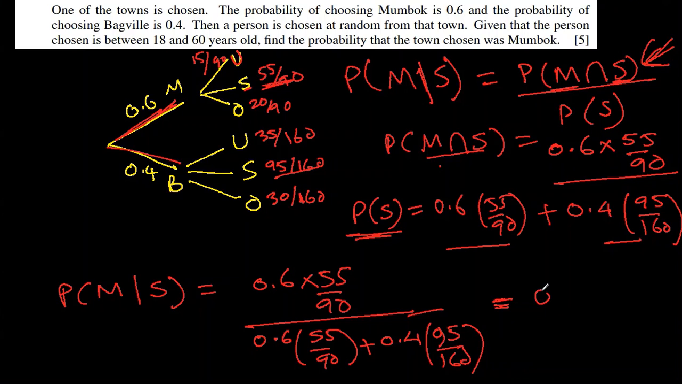This answer I got from my calculator is 0.60689, and we usually give the answer in 3 significant figures, so it will be 0.607. Let's move on to the next one, which is this.